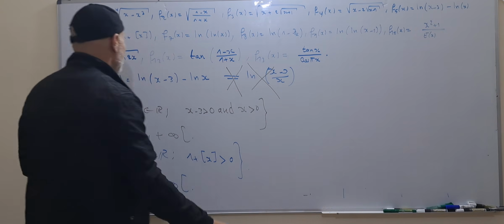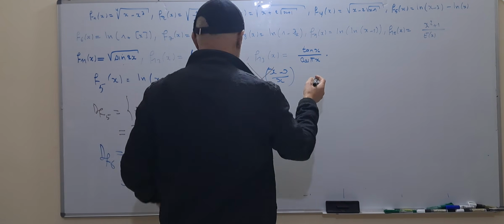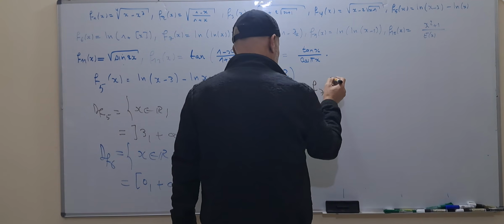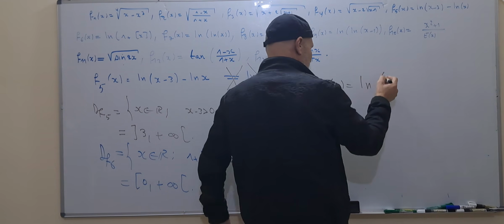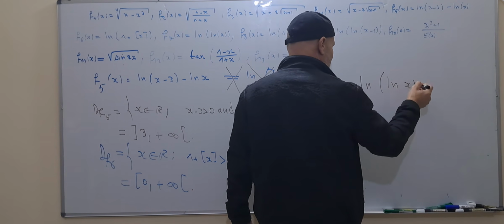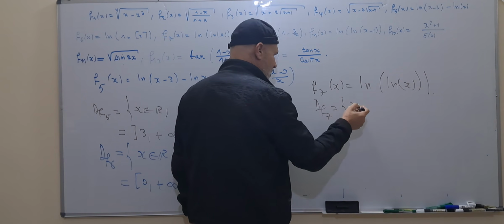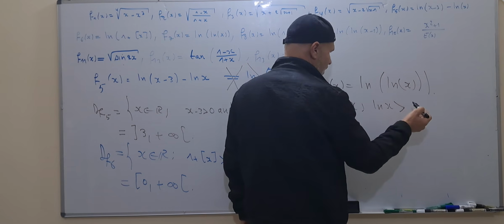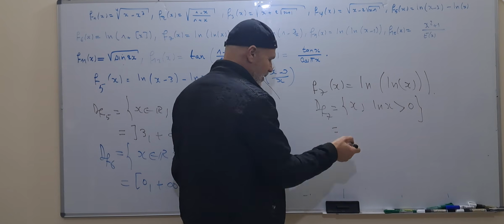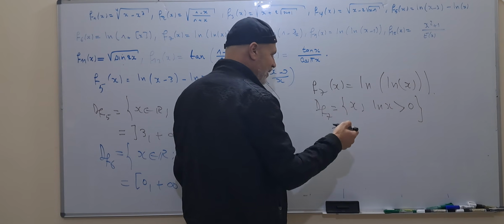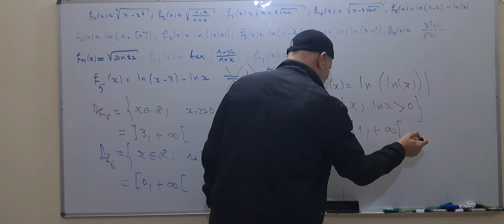How about f7? f7 of x is equal to logarithm of the logarithm of x. So the domain of definition of f7 is x such that ln x is greater than 0. This means that x is strictly greater than 1. So we start from 1 to plus infinity.